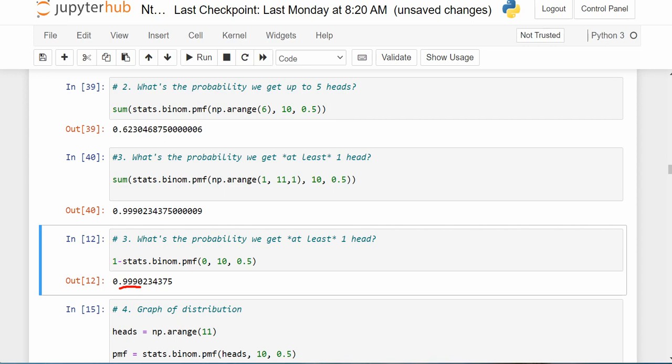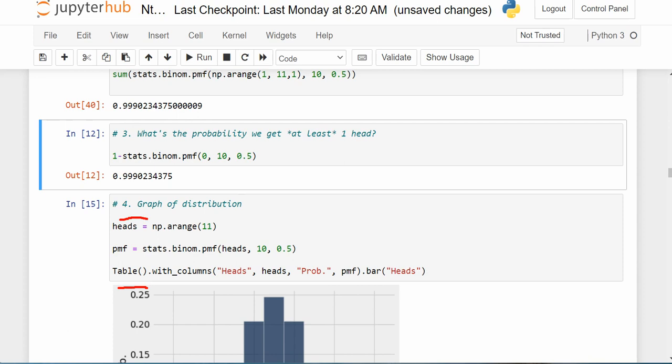It's almost certain to happen. I'm sorry, I should be underlining this one. My bad. Right? And what's the probability that we get at least 1 head? So these are actually the same cell. Okay, so that just got copied. Sorry about that. And then we're going to take a look at a graph of the distribution.